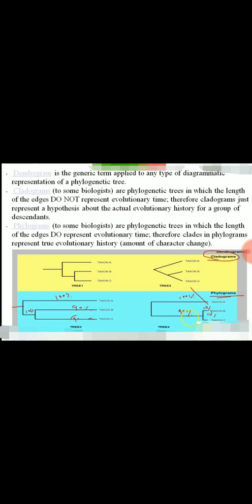Next is the cladogram. Cladogram means what? It is a phylogenetic tree in which the length of the edges does not represent the evolutionary time. These points are important. In a cladogram the edges or branches of the tree do not represent time, and in the phylogram the branches or edges of the tree do represent the evolutionary time. So phylogram is most important, as it shows more character changes.